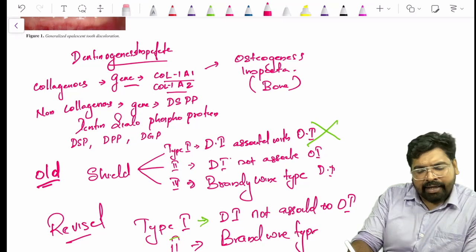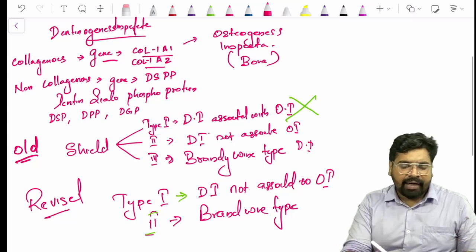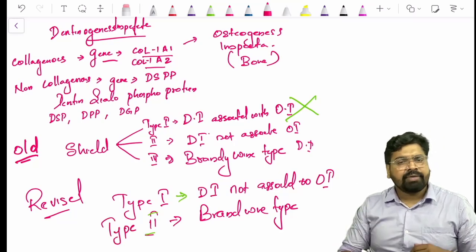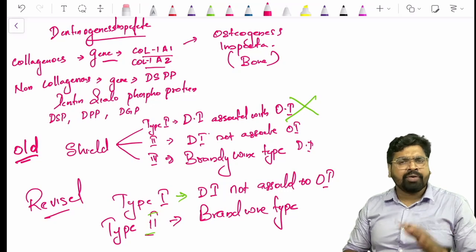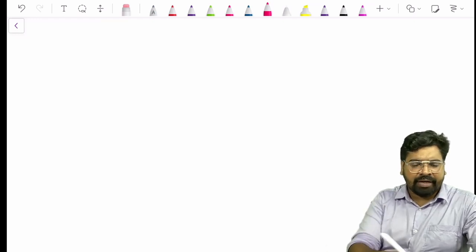Or we say Maryland type, that is a race. Okay, then we'll see it. So type 1 and type 2 are the present revised classification. This is the option you will see in the recent question papers. And how it is clinically presented.